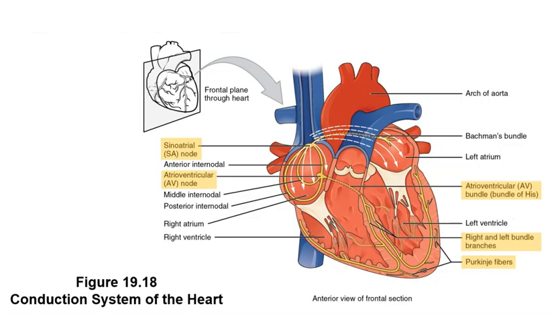Figure 19.18 shows the structures of the conduction system of the heart. Beginning with the sinoatrial node in the superior aspect of the right atrium, we'll follow that down to the atrioventricular node. The atrioventricular node is connected to the atrioventricular bundle, also called the bundle of His. The bundle splits within the interventricular septum to become the right and left bundle branches. And then after completing a turn around the heart apex, the bundle branches will fan out and become the Purkinje fibers in the right and the left ventricle walls.